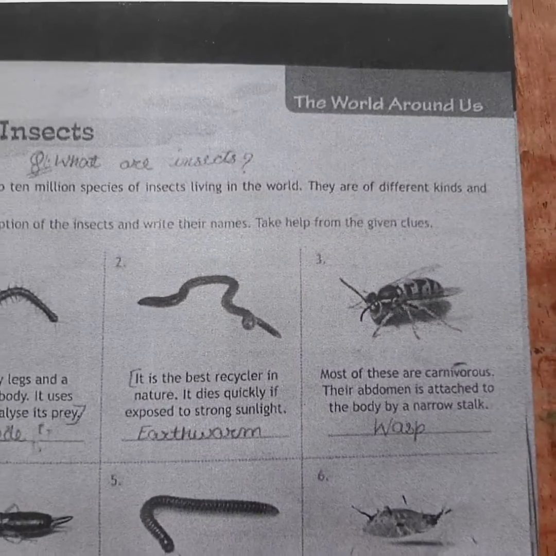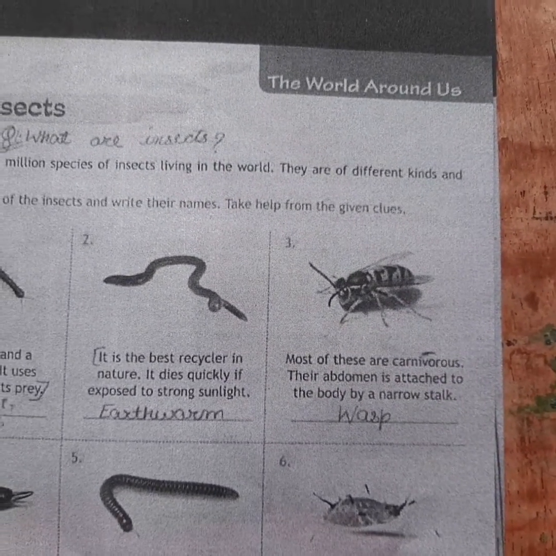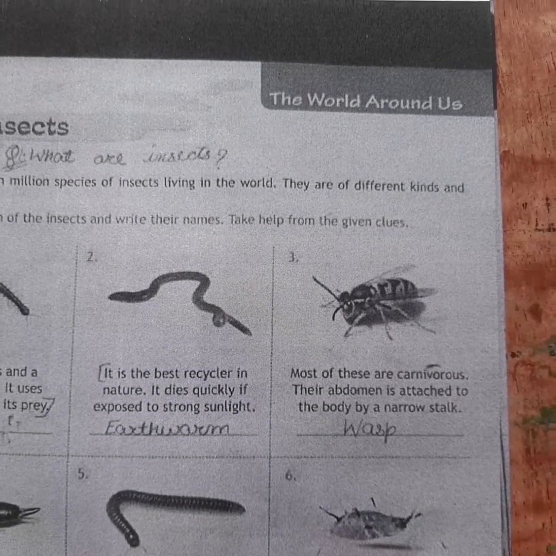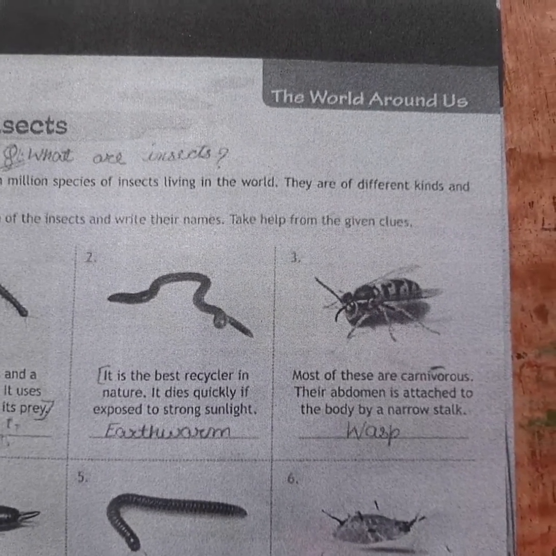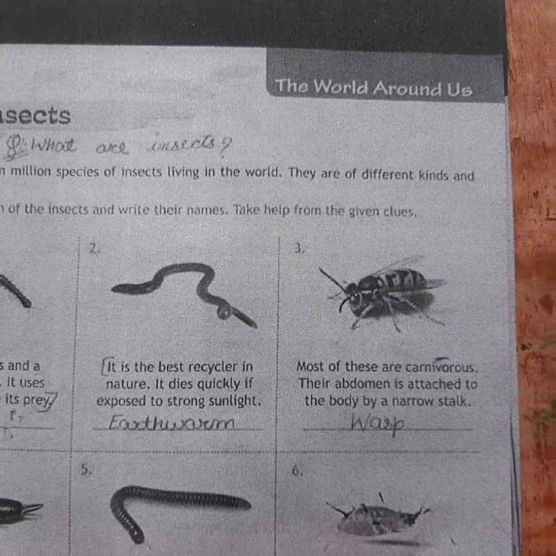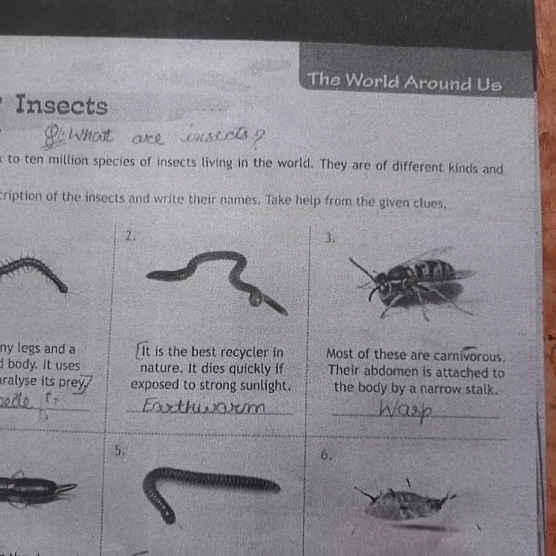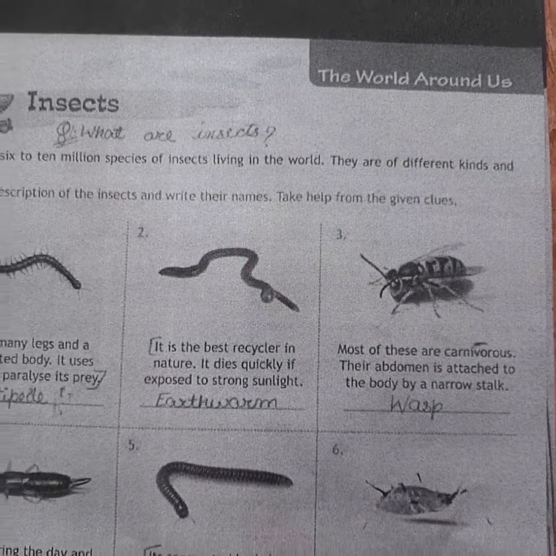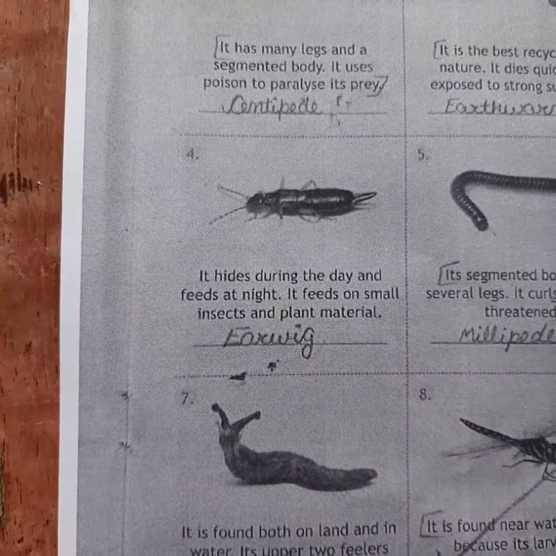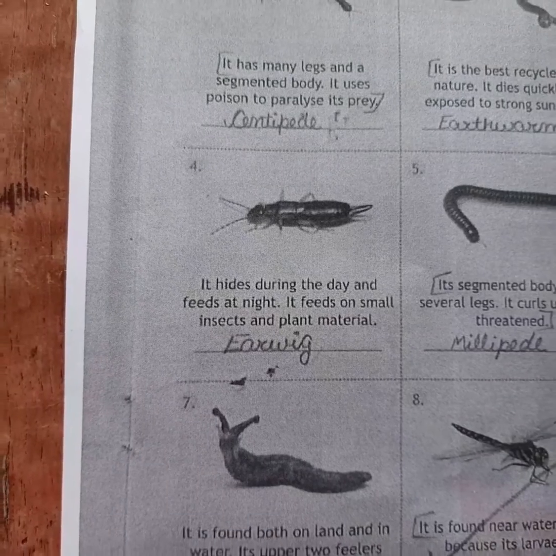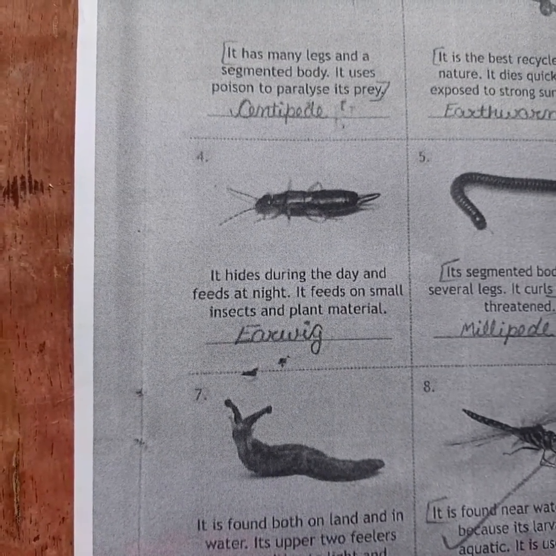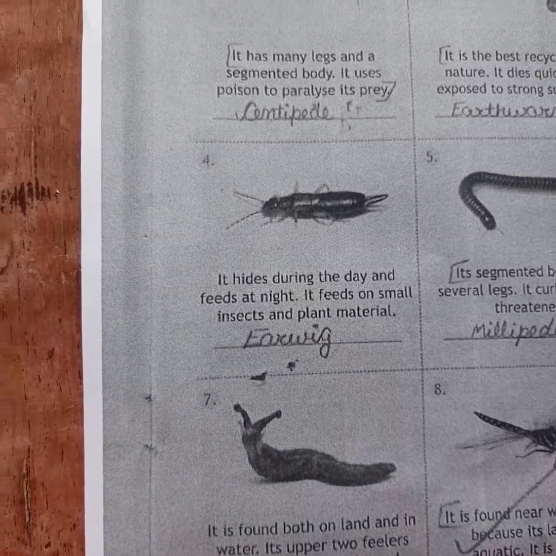The next one, most of these are carnivorous. Their abdomen is attached to the body by a narrow stalk. It's yellow in color and we are very afraid of it. Which one is this? Wasp, yes. When it bites, swelling and itching start from there. Our next insect hides during the day and feeds at night. It feeds on small insects and plant material, and the name is earwig.